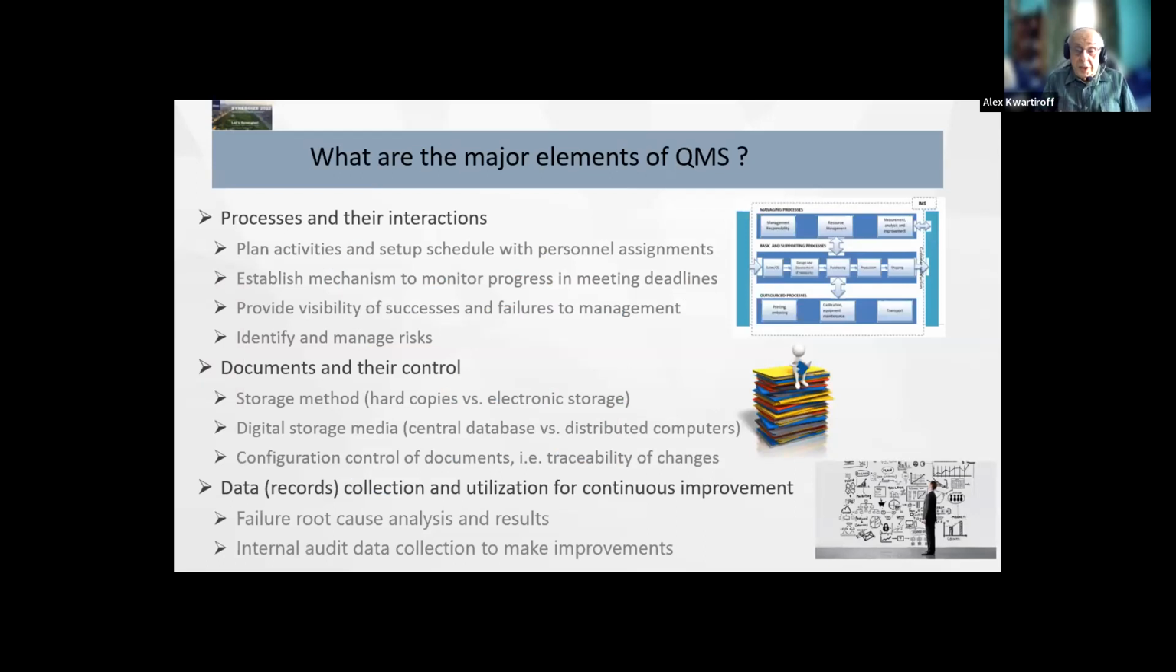So what are the major elements of a quality management system? Well, I broke it down into 3 areas. First of all is your processes and their interactions. As I mentioned before, processes are your activities, and you need to, for your particular business, define what your processes are. Nobody's going to tell you how to pick your processes. It's your decision to make your organization function more efficiently. But as part of those activities, you need to set up a schedule, assign personnel, and monitor the progress of those activities. And if you're not meeting the deadlines, then that has to be reported to management, because management should make decisions as to how to correct these problems.